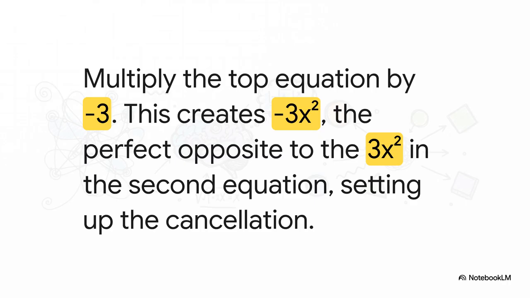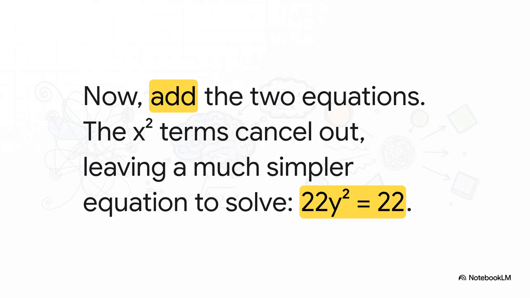Why? Well, it's a totally strategic move. It turns that x squared into a -3x squared, which is the perfect opposite of the 3x squared in the bottom equation. We're setting them up to be eliminated. And now for the fun part, we just stack the two equations and add them together. And just like we planned, the positive 3x squared and the negative 3x squared cancel each other out completely. Poof, they're gone. And look what we're left with, a much, much simpler equation to solve.